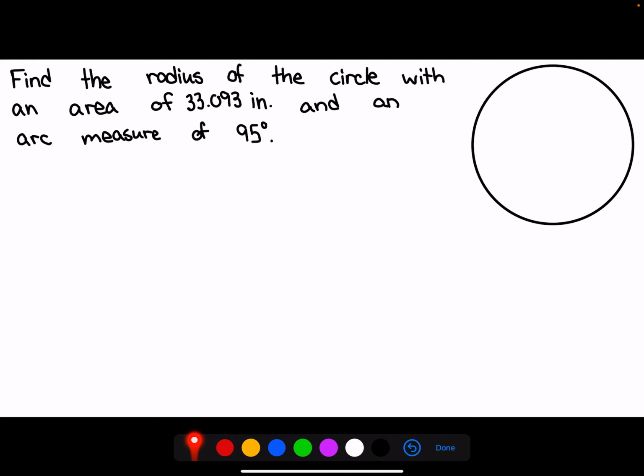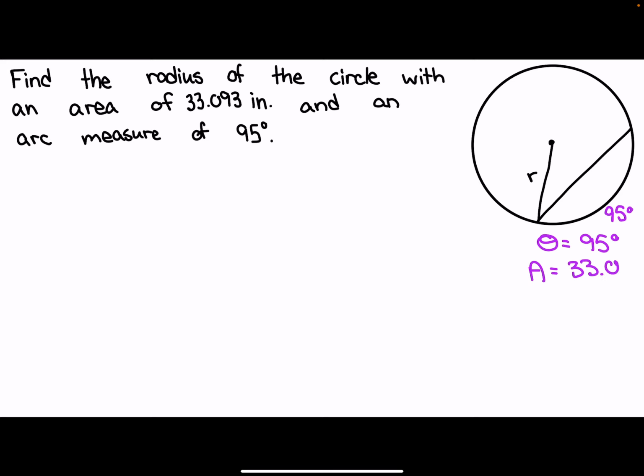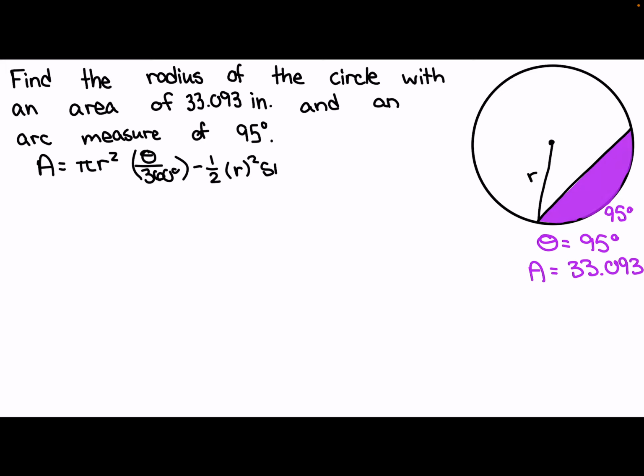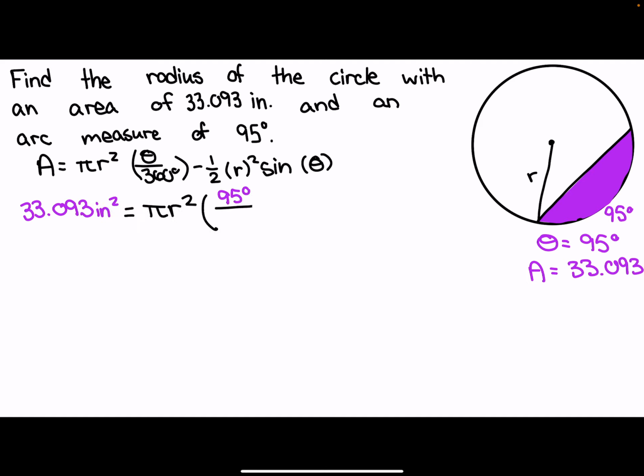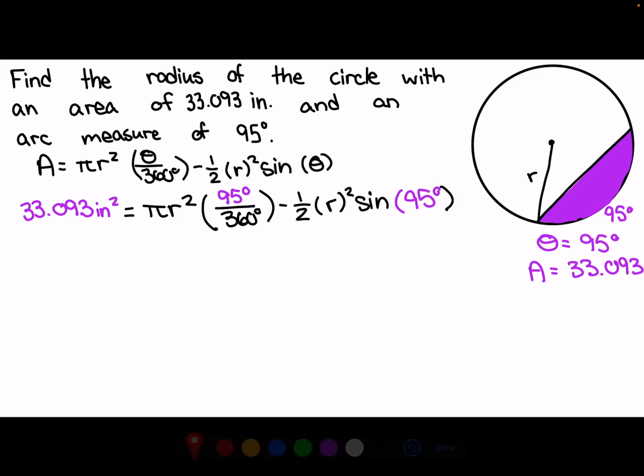Next up, we want to find the radius of the circle with an area of 33.093 inches and an arc measure of 95. So to get started on this, I'm going to go ahead and list everything that we have. We have theta and we have A, our area. Plugging in those values, we have 33.093 is equal to pi r squared times 95 over 360 minus 1/2 r squared sine of 95.